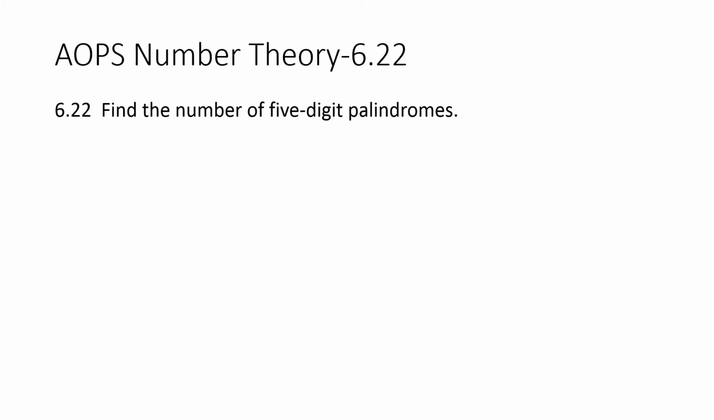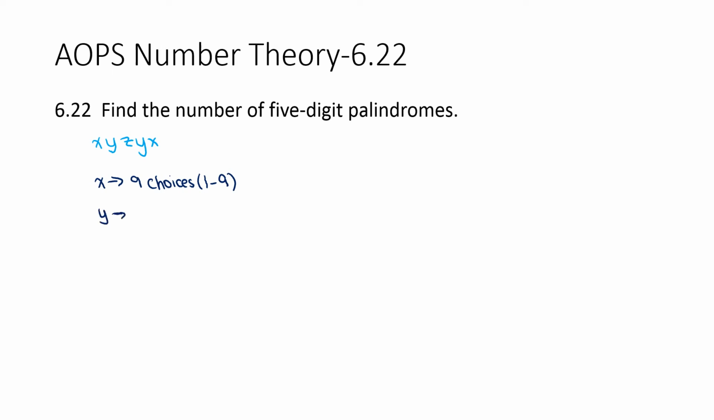AOPS number theory 6.22. Find the number of 5-digit palindromes. So any 5-digit palindrome can be written as x, y, z, y, x. And x has 9 choices, and they're the numbers from 1 to 9. And it can't be 0 because any number can't start with a 0. The first digit can't be a 0, so it must be from 1 to 9.